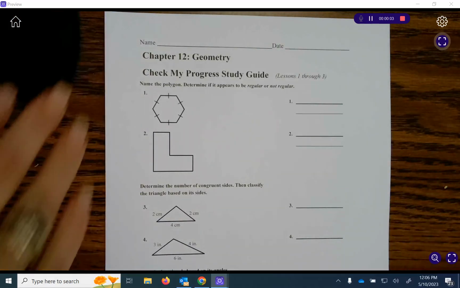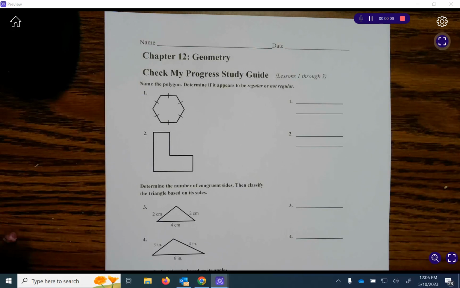Good day, mathematicians. We are going to be going over your Check My Progress study guide for Chapter 12, Lessons 1 through 3.